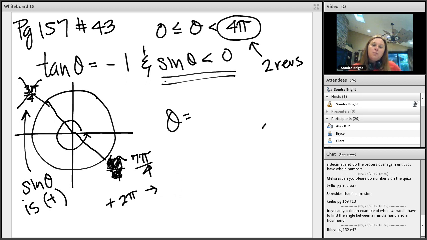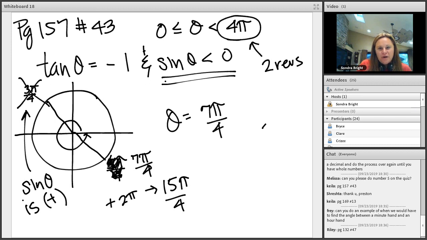Okay, and then when you add 2 pi to 7 pi over 4, you're adding 8 pi over 4, which is 15 pi over 4. So your answer is 7 pi over 4 and 15 pi over 4.